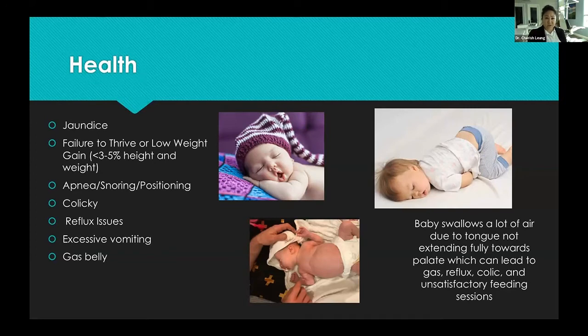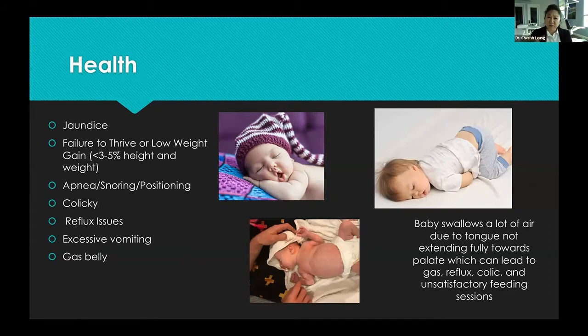Do they have failure to thrive or low weight gain, so less than 3 to 5% on the height and weight? Do they have apnea or snoring? Do certain positions make it better? Not so much in newborns, but in older babies once they can sleep on their tummy. If you see the kiddo in a tripod position like that, it's something to think about, because normally they sleep in that position when something's going on with their airway, and that allows them to get a more clear airway to breathe. So if you see that, it's an indicator.